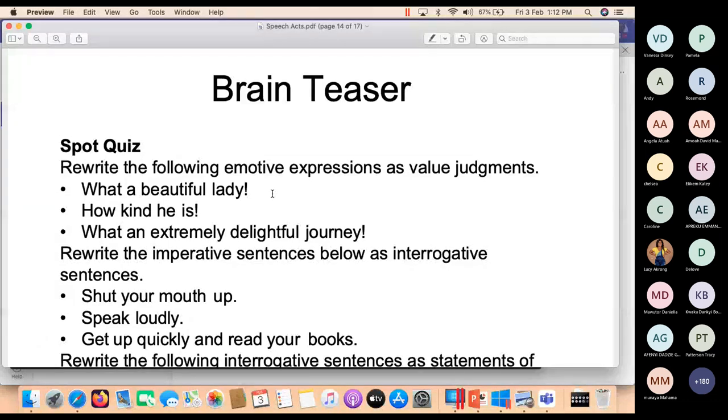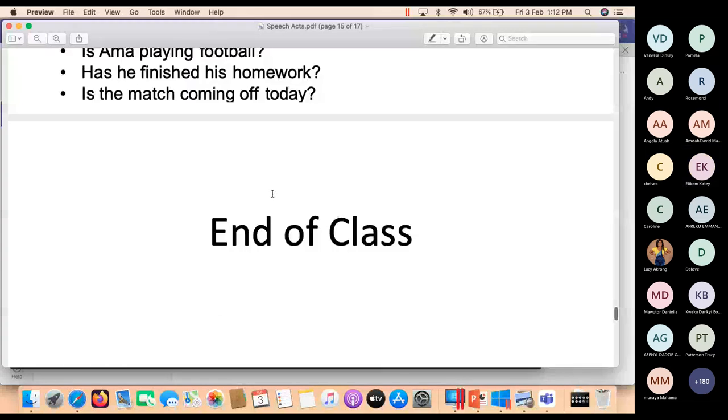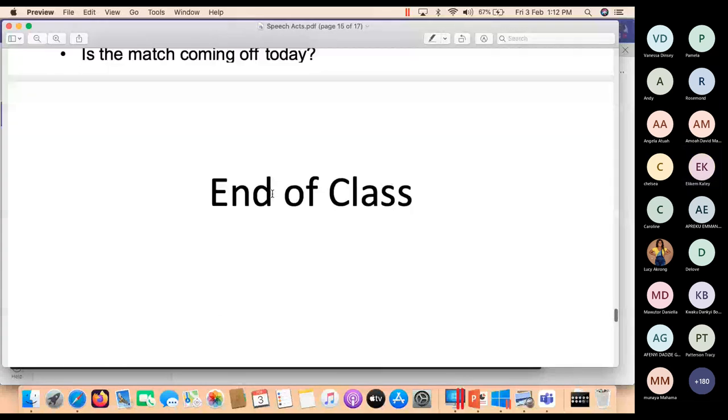So the rest of these exercises, please, you have to find time to do them. Go to your textbook and get them done. And that's the end of the speech act.